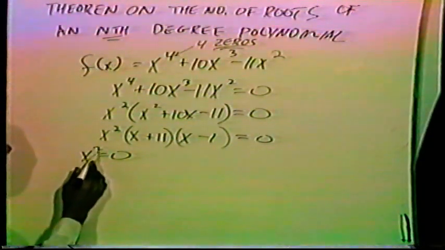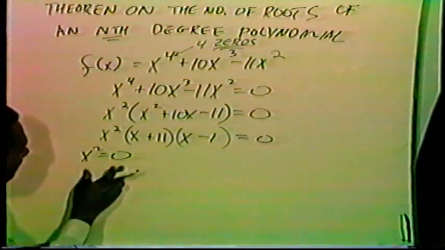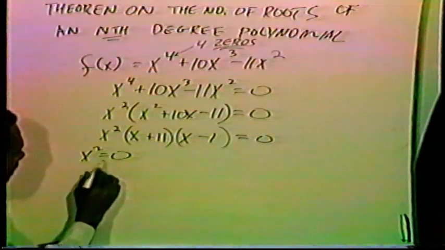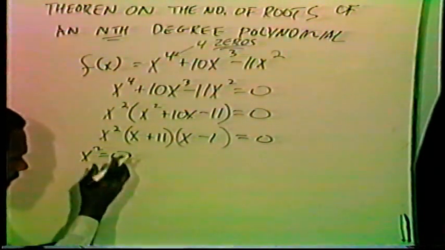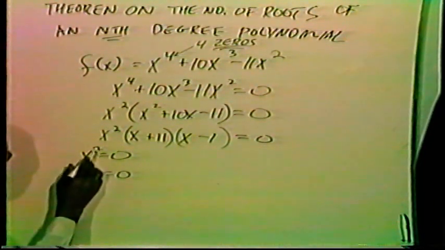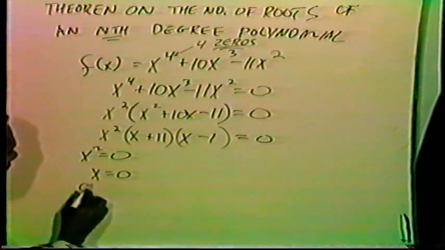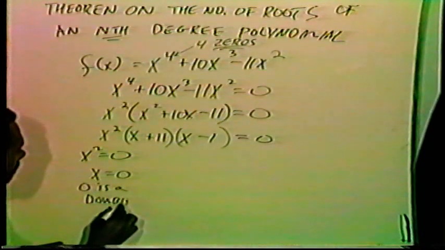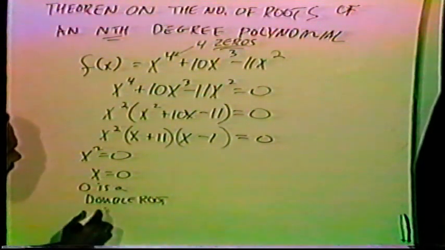Here we have x squared, so that means we will have 2 roots here. But the only number that will work, if we solve this, take the square root of each side, we get x equals plus or minus 0. Of course, 0 is 0, so really we get x equals 0. But since we have a square here, we have to have 2 roots. That means that here 0 is a double root, or a root or 0 of multiplicity 2.